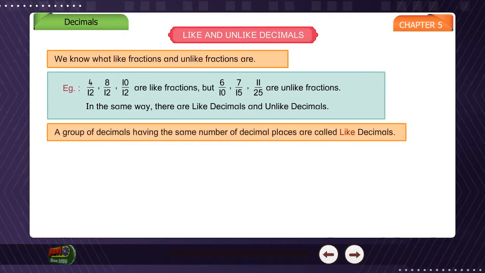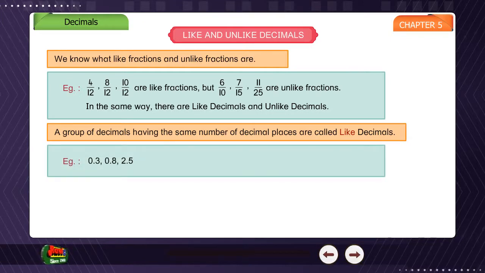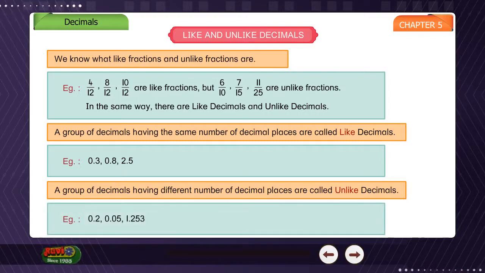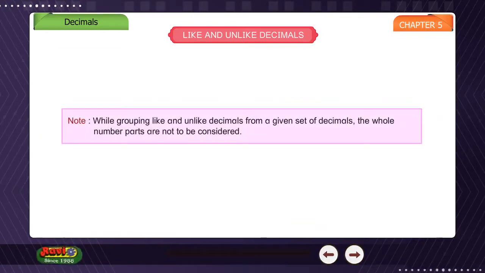In the same way, there are like decimals and unlike decimals. A group of decimals having the same number of decimal places are called like decimals. Example: 0.3, 0.8, 2.5. A group of decimals having different number of decimal places are called unlike decimals. Example: 0.2, 0.05, 1.253. Note: while grouping like and unlike decimals from a given set of decimals, the whole number parts are not to be considered.